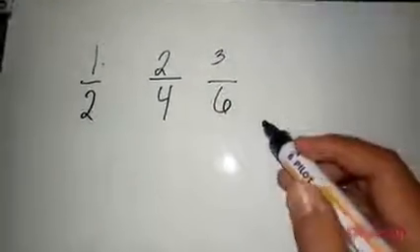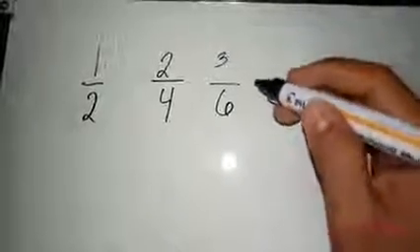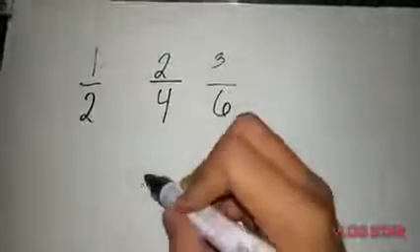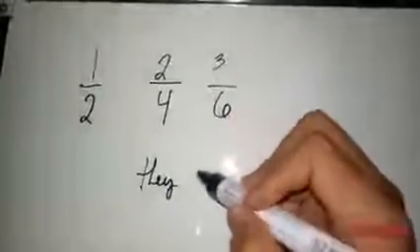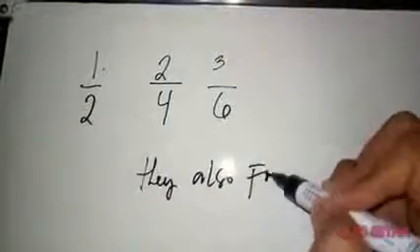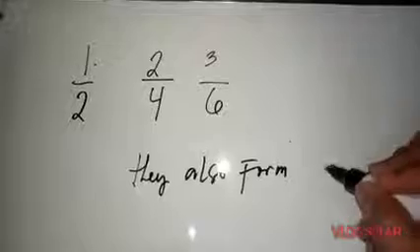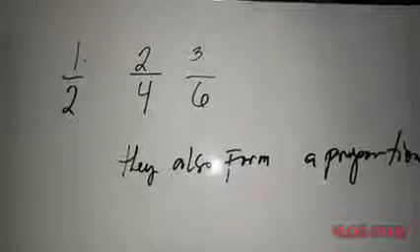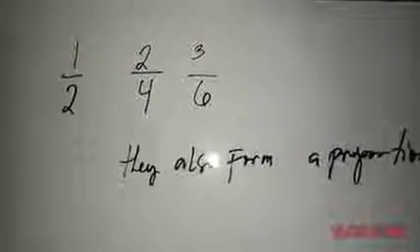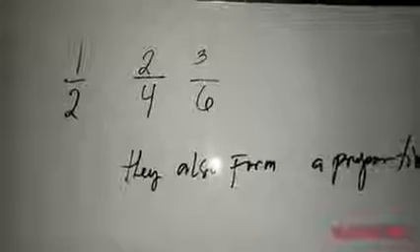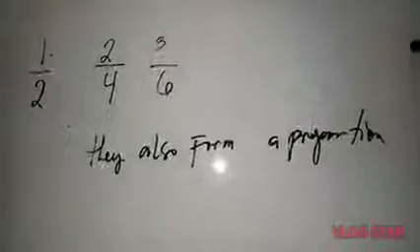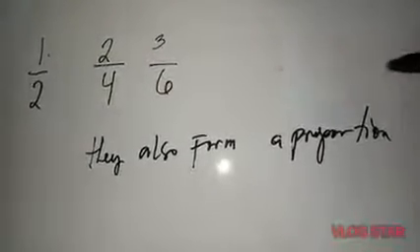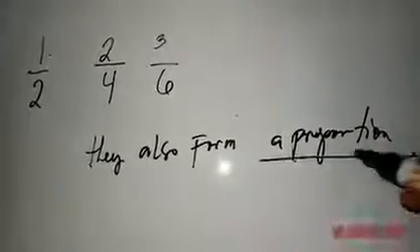So these three given fractions are equal. We can say that they also form a proportion. Going back to the definition of proportion, if two or more ratios are equal, then they form a proportion.